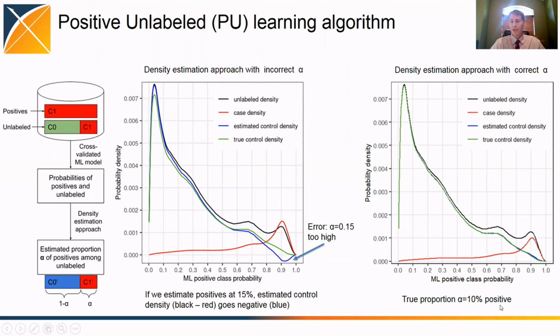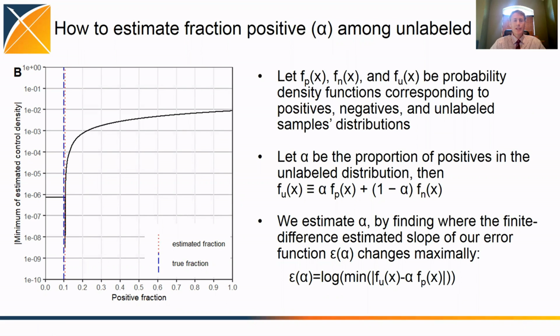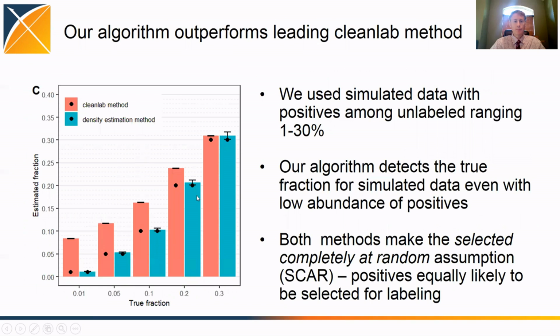And so we have 10% positives, 90% negatives among the unlabeled in black. And it's the sum of the red and the blue. We estimate that alpha by finding the inflection point of the error function using a finite difference approximation.